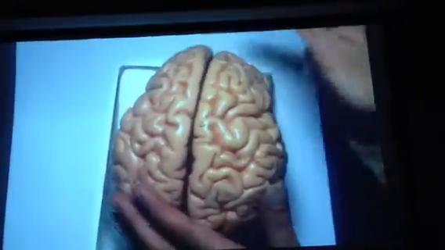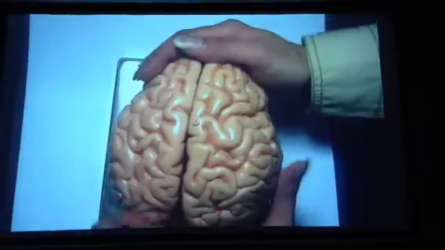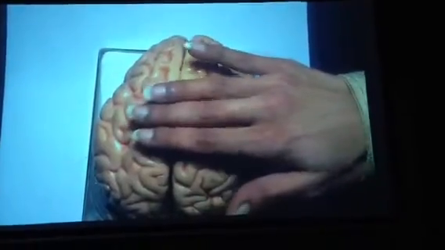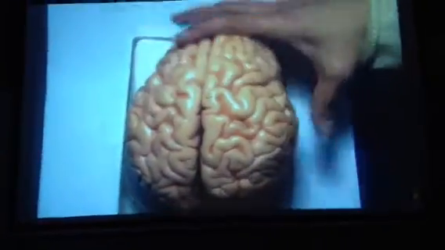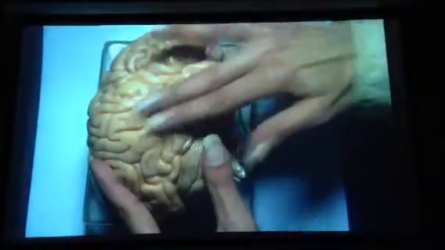And this is the back. Name the lobe. Frontal lobe. Name the lobe. Parietal lobe. Name the lobe. Occipital lobe. Off to the side, name the lobe.